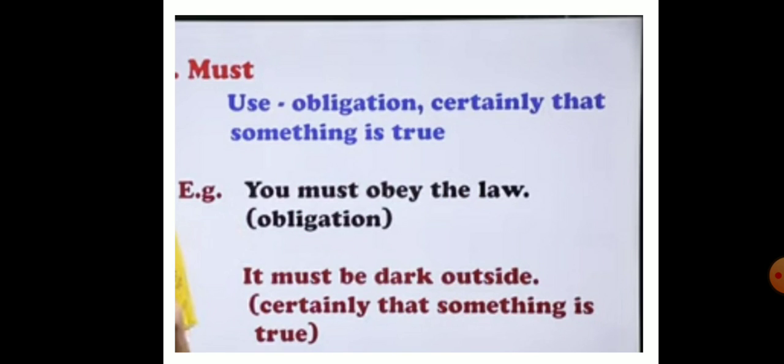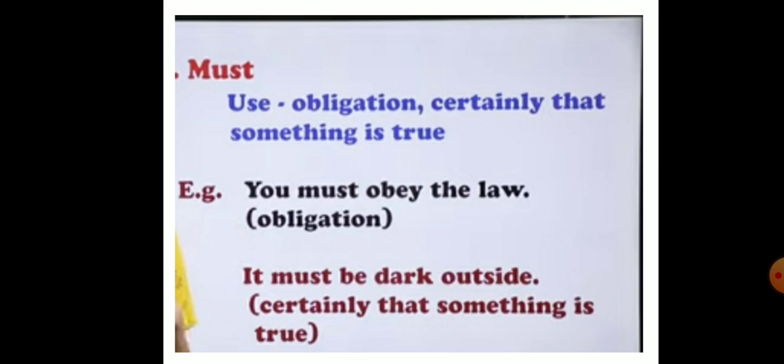Next modal is must. Must is used for obligation. It is used for certainty that something is true. For example, you must obey the law. This is an obligation, so you have to obey the law. So must is used for obligation. Second, must is used for certainty that something is true.